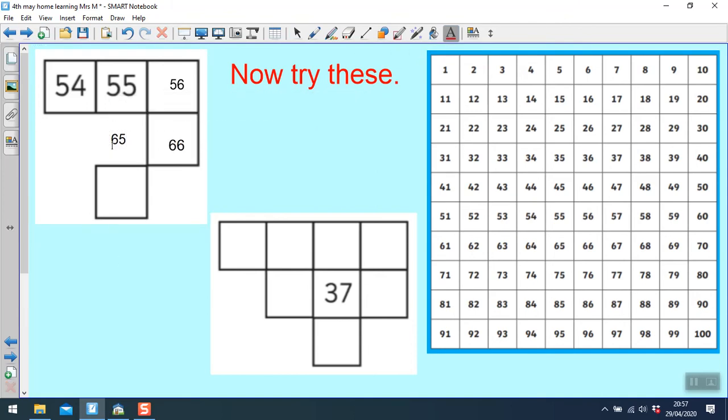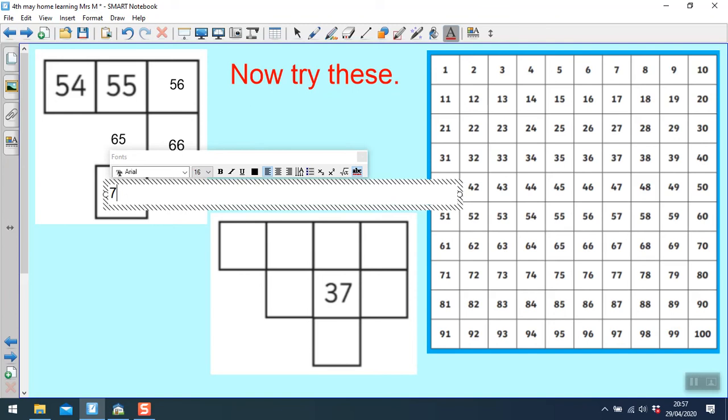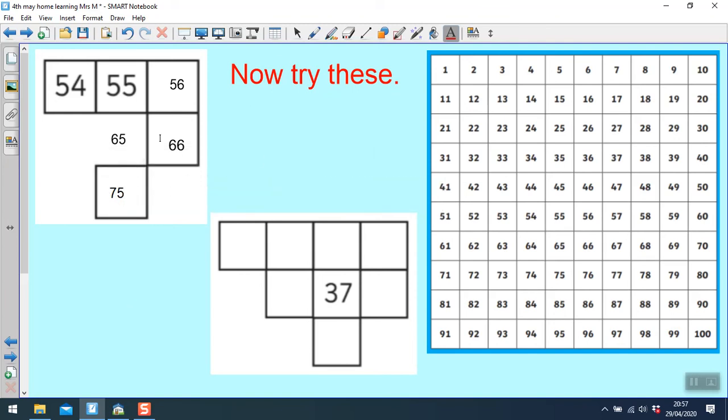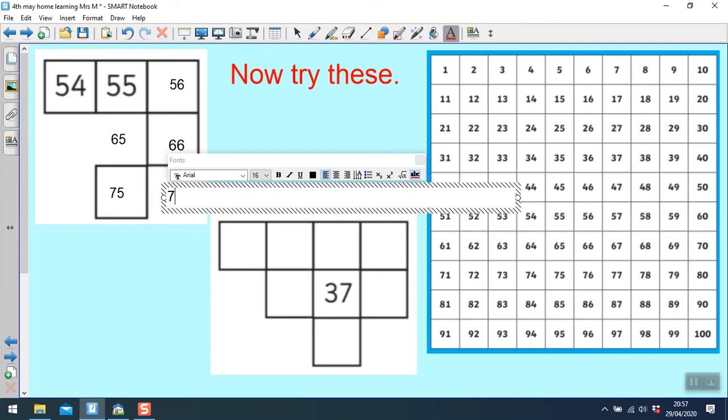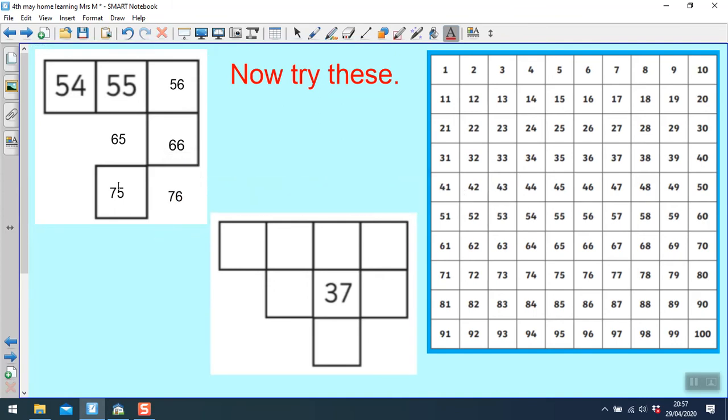Adding on 10 as I move down, that's 75. Or I could think if that's 56, that's 66, that's 76. So this one's going to be 1 less than 76, which is 75.